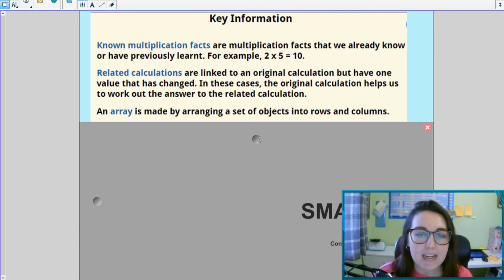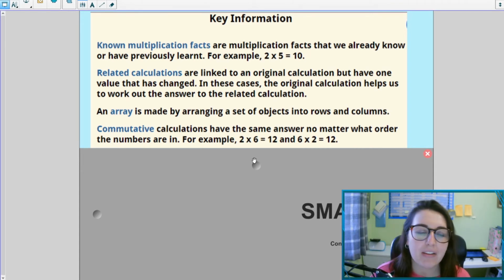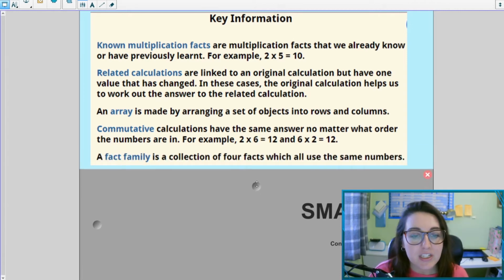We should know what an array is: arranging a set of objects into rows and columns to see the multiplication sentences and the division sentences. The commutative law is knowing that we can do multiplication calculations no matter which way around. 2 times 6 or 6 times 2, they still equal 12. And our fact family is a collection of 4 facts that we use with the same numbers. This links nicely to your arrays and your commutative calculations.